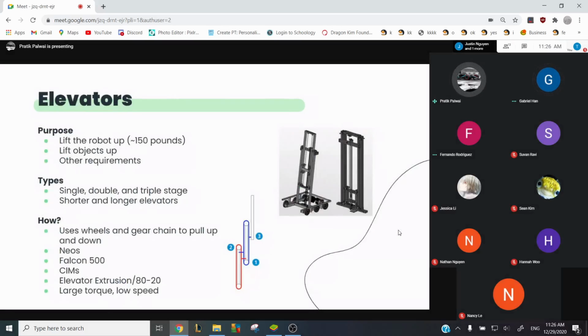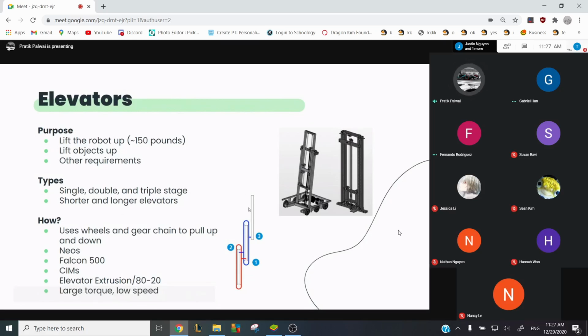Okay, elevators. Elevators are used to lift the robot. Robots are a little under 150 pounds, so the elevator has to be pretty strong. It can be used to lift other things like actuators or game pieces, in which case the elevator doesn't have to be as robust. There are many types of elevators, the most common being single and double stage. The only difference between the two is the number of sections. For example, the picture in the middle is a 3-stage elevator since there are 3 sections being lifted, the red one, the blue one, and the white one.